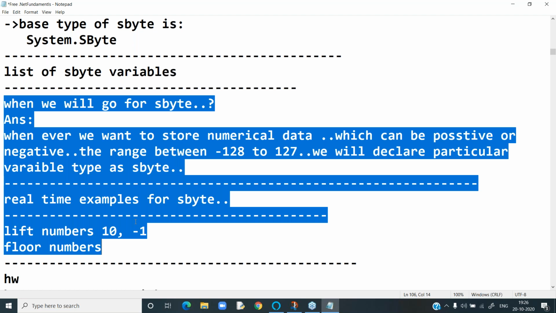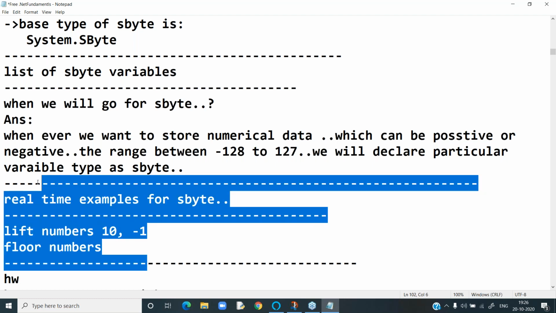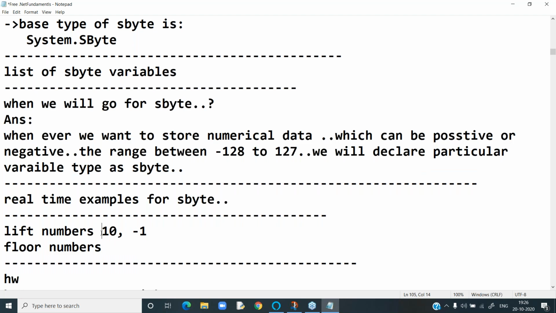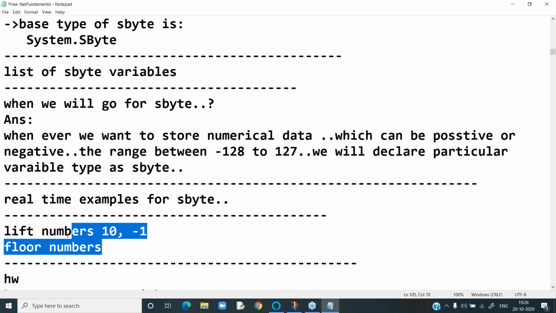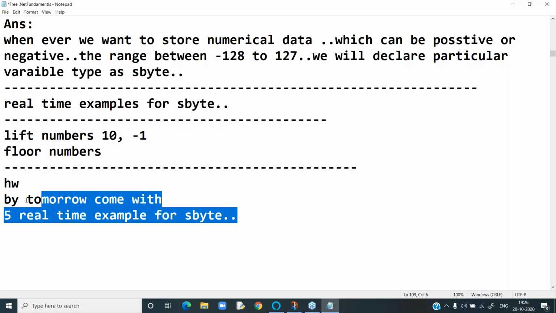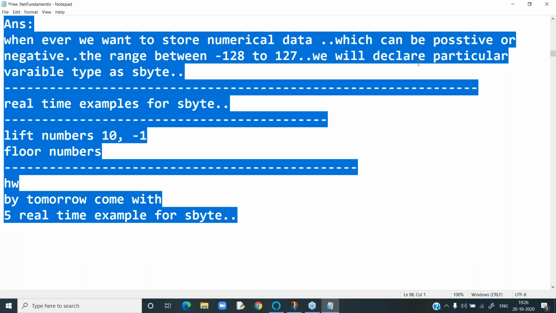A real-time example for sbyte is lift numbers, like you can have 10th floor, and you can have -1, -2. It can be positive 10, or floor numbers also -1, -2, 10th floor, 20th floor. But sbyte will be applicable for lift numbers and floor numbers only if the building has up to 127 floors. If it has more than 127, again we'll have a problem. After that, I gave one homework. By tomorrow, come with 5 real-time examples of sbyte, I said.